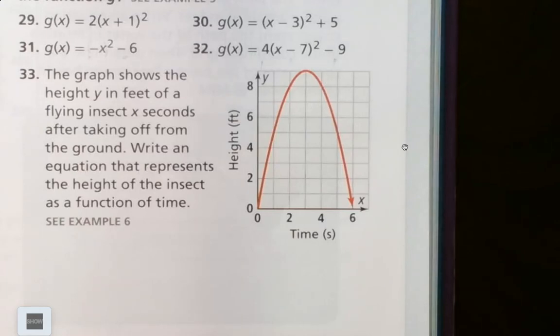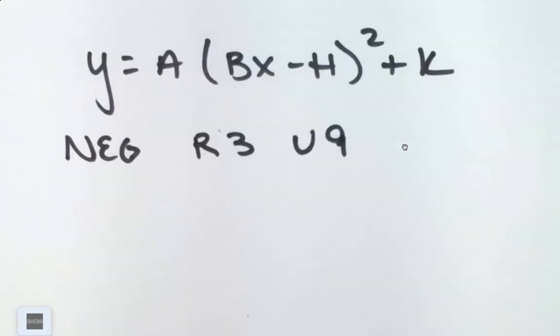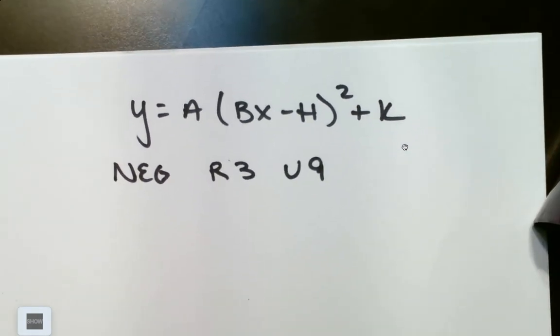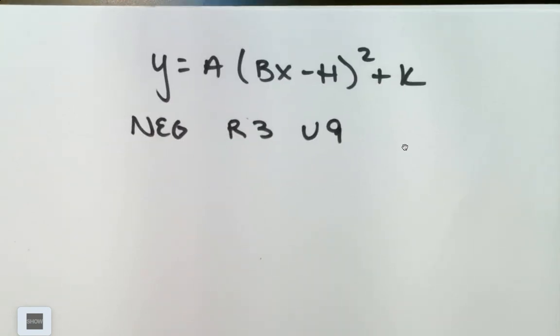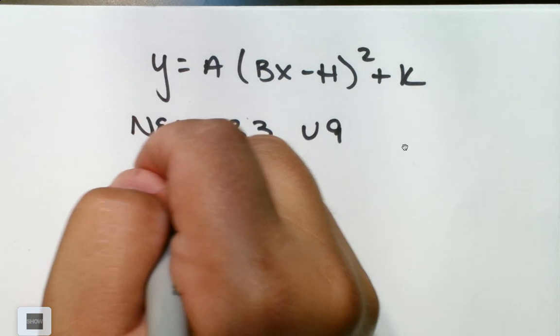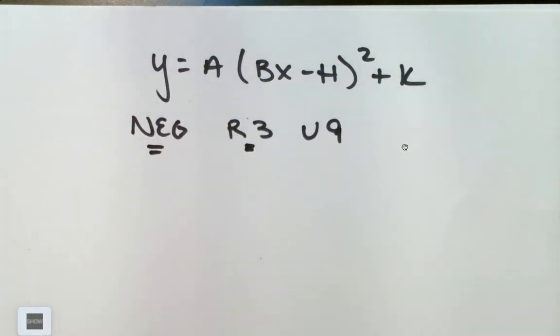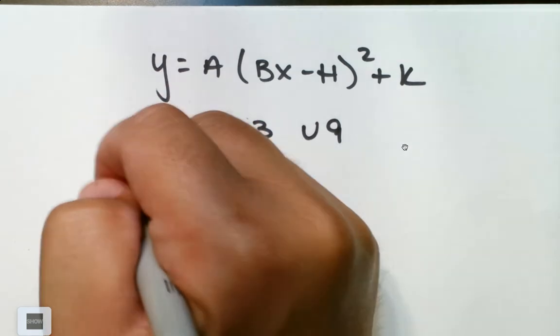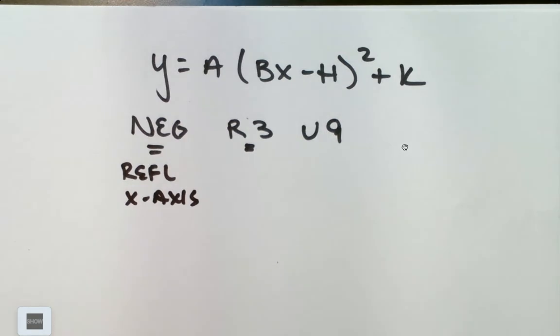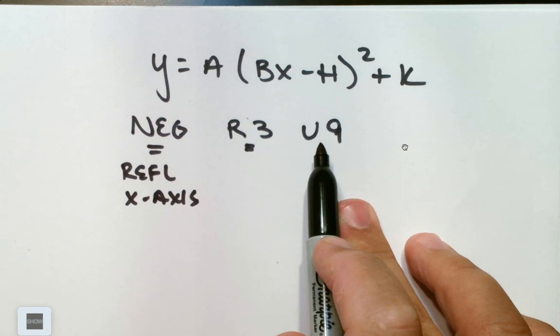All right. So I am going to go ahead and close this book up because this is our last example, and then walk you through how to create this function. Okay. Here's my parent function. This is my generic function. This is the transformations I want to apply. I want to show that it's negative, that it reflected across the x-axis. I guess I should specifically say that. Reflect across the x-axis. You don't want the y-axis because it flipped upside down, so it reflected across the x. Moved right 3 and up 9.